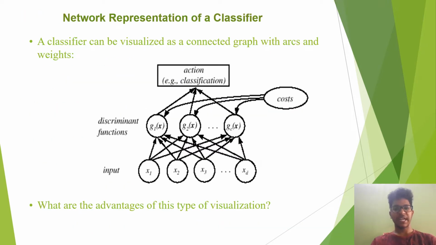Network representation of a classifier. A classifier can be visualized as a connected graph with arcs and weights. The action is the classification, with discriminant functions g_1(x), g_2(x), and so on up to g_c(x). The input is x_1, x_2, x_3, and so on up to x_d. For the discriminant function, costs are applied. What are the advantages of this type of visualization?